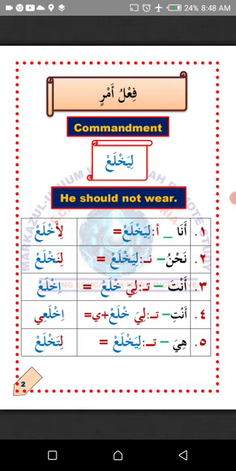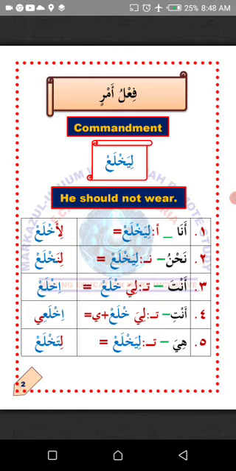Ithnan, number two. Nahnu, we. So how do we change the verb liyakhala to suit nahnu? All you need to do is to detach ya'un and attach nunun. So the verb liyakhala will now become linakhala, which means we should take off.